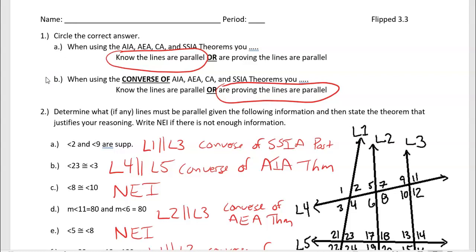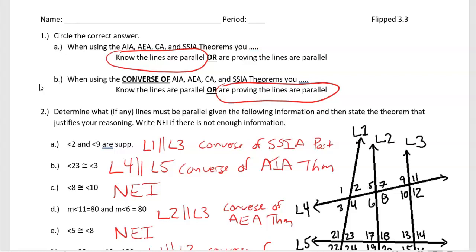Now, on the other hand, for B, if you are seeing that it says that you are proving that lines are parallel, then you are going to be using the converse of the alternate interior angles, alternate exterior angles, corresponding angles, and SSIA theorems. Just remember that converse isn't necessarily specific to when you're talking about parallel lines. For any if-then statement, you can write a converse of it. You just flip the hypothesis and conclusion.